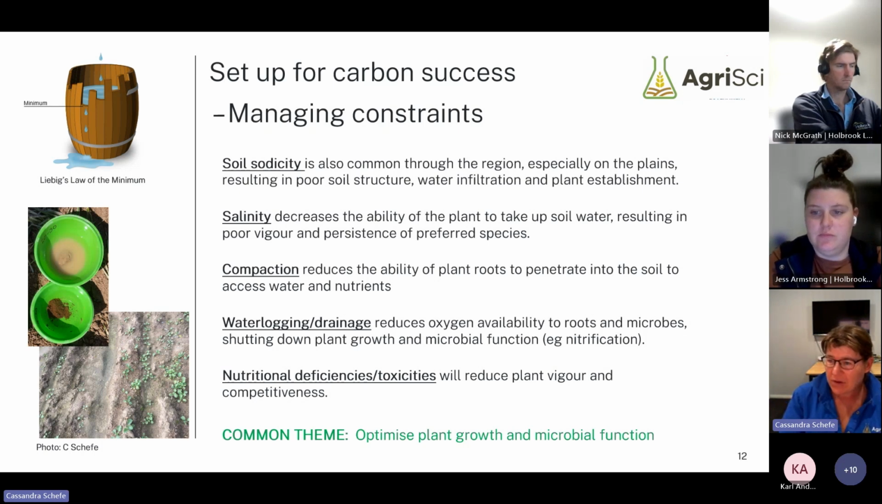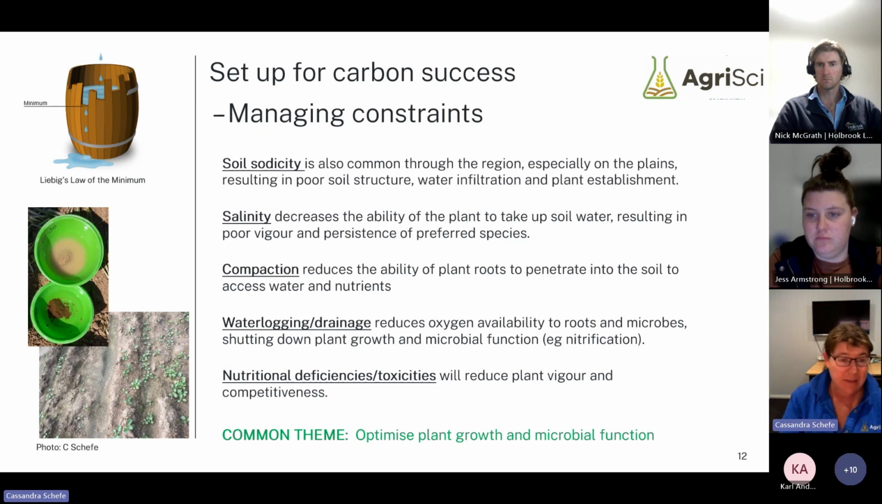We don't have a lot of issues with salinity in our productive landscapes here, but it's always something to keep in mind, considering the significant research that's been done in that in the region over the last 20 years. Compaction, as we know, will reduce the ability of plant roots to penetrate. Waterlogging and drainage issues reduce oxygen availability to roots and microbes. Nutrient deficiencies and toxicities will reduce our plant vigour and competition.